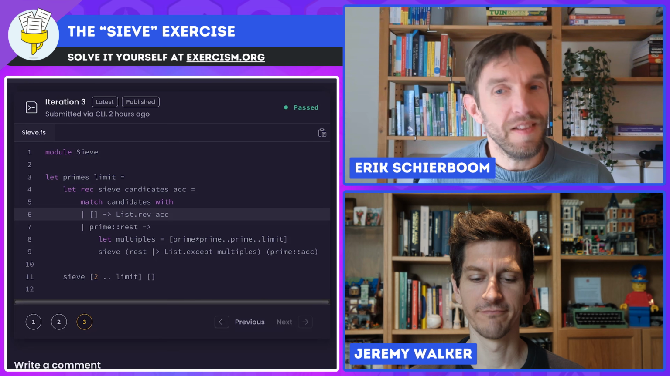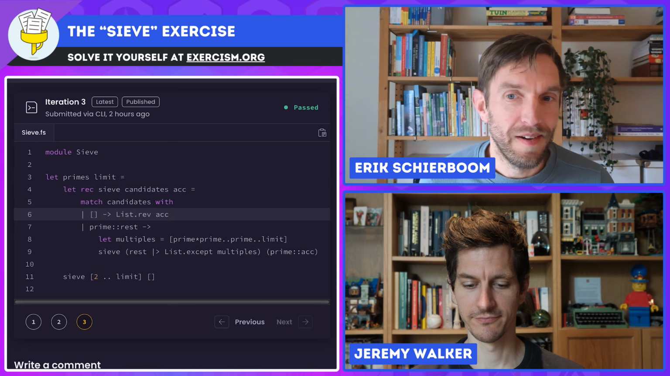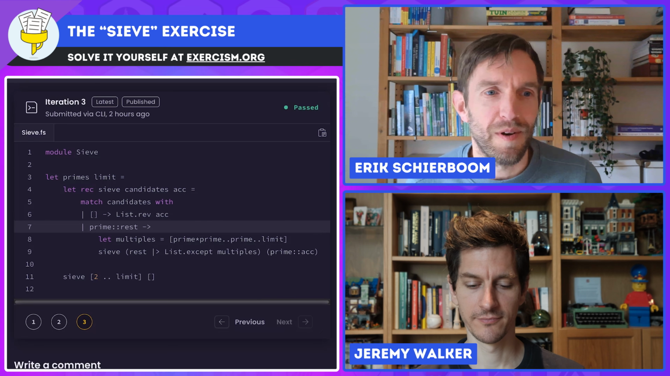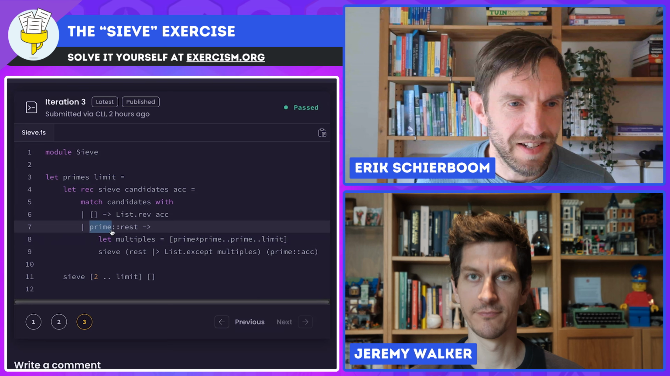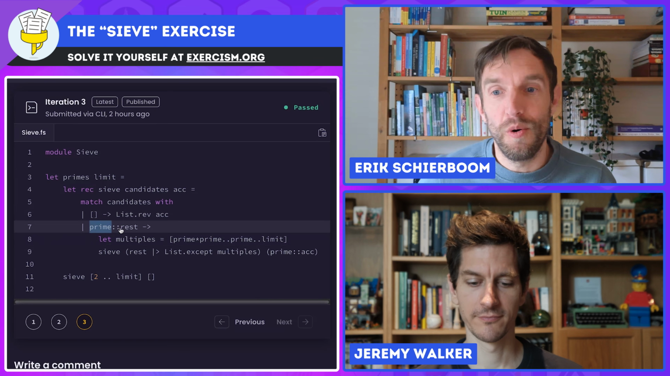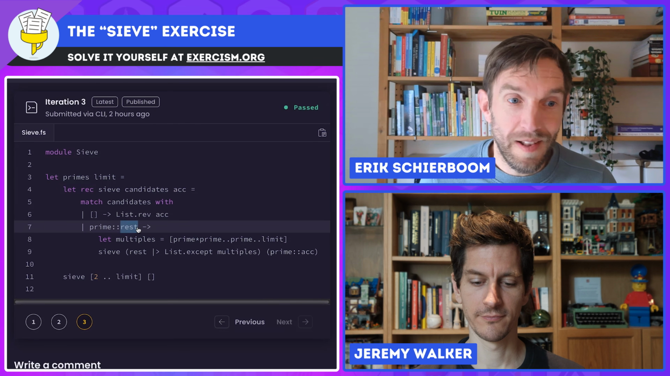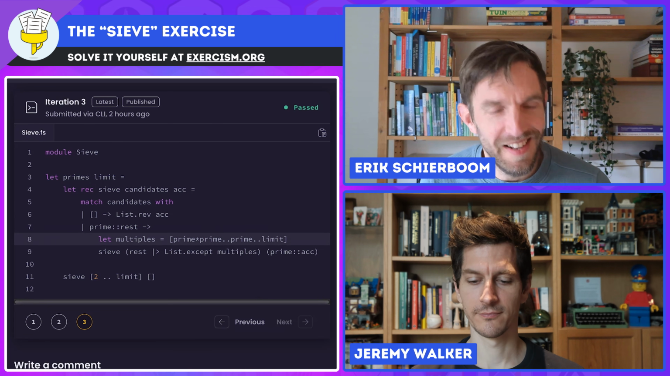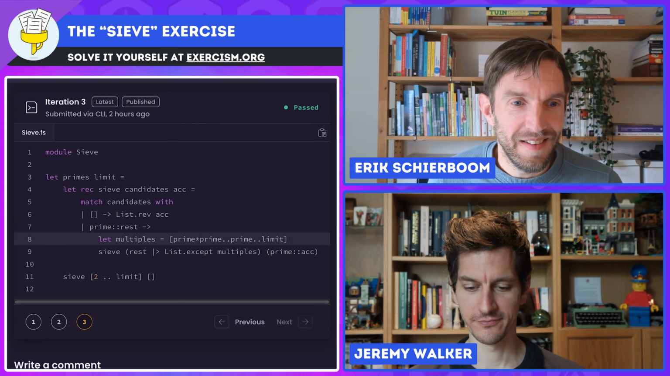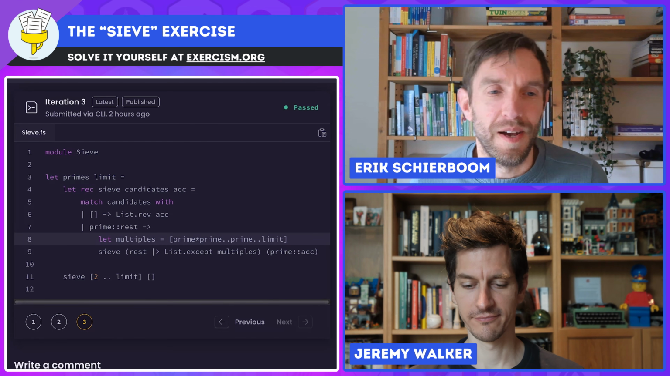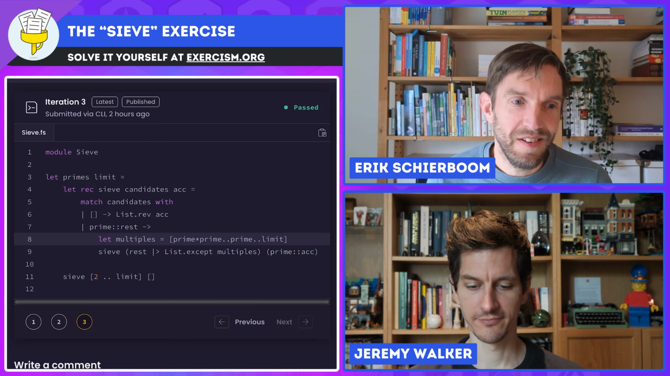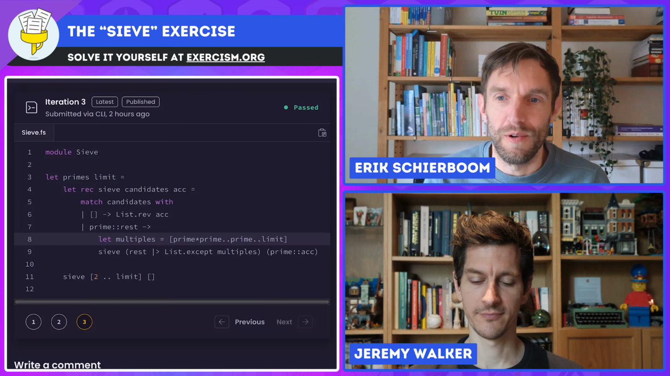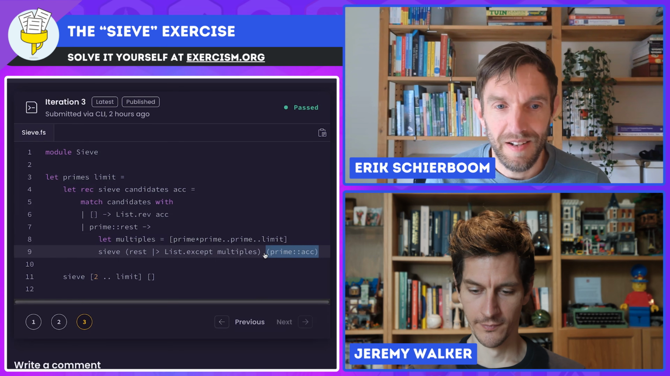But the more interesting case is where we have a non-empty list of candidates, which means that the first element in that list is the prime, because otherwise it wouldn't have been in the candidates list. Then the rest is all the other elements. On line 8, we're creating a new list. And that is where it becomes slightly inefficient, like our previous solution. And this is giving us all of the multiples of that prime. And then to do the actual recursive call, at the end, we're doing prime : accumulator. So that's prepending the prime to the list.